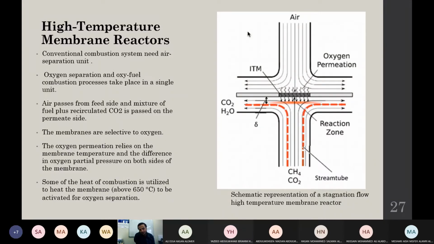Here is the idea of the high temperature membrane reactor. We have a membrane. This membrane separates oxygen from the air on the feed side, and it passes the oxygen to the permeate side. And on the other side, we can have methane. Then we can burn the fuel.